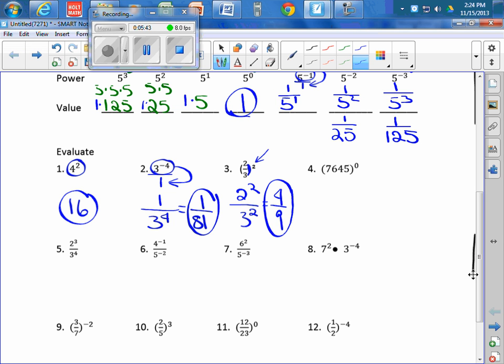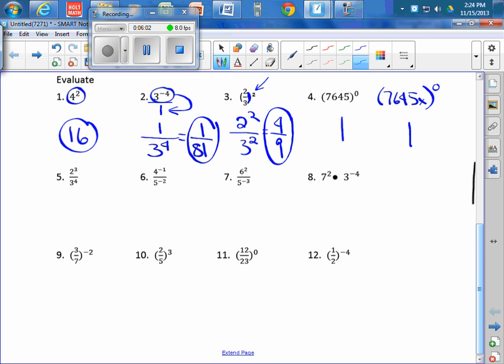What's 7,645 raised to the 0 power? 1. What would be 7,645x to the 0 power? 1. Doesn't matter what it is. Everything raised to the 0 power is equal to 1.